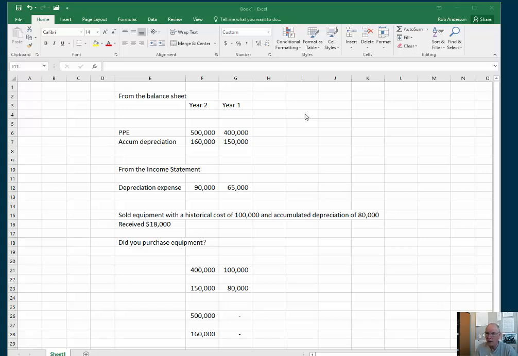So we don't care if this is the direct or indirect method because this is an investing activity. It's the same under both methods. From our balance sheet, here's year one equipment, and we went up quite a bit in year two to $500,000. And our accumulated depreciation went from $150 to $160. Now from the income statement, last year's depreciation expense, year one, 65, and this year it's 90.